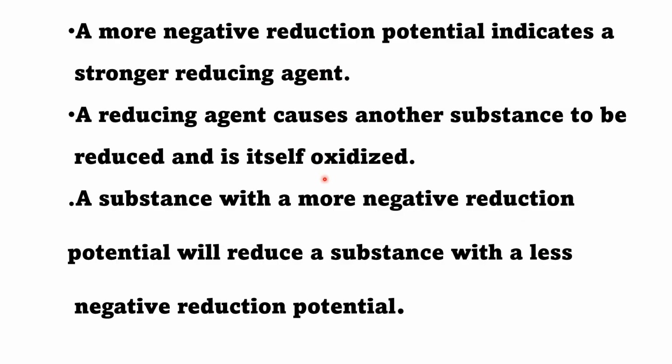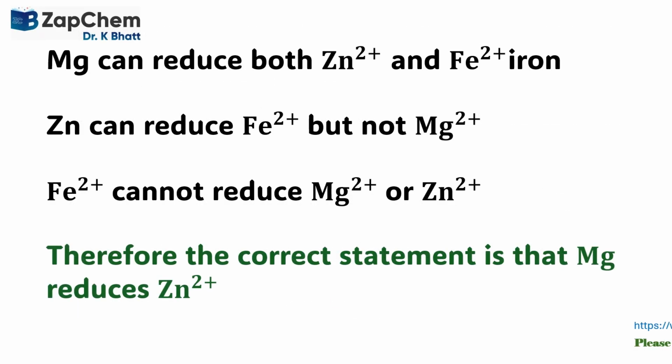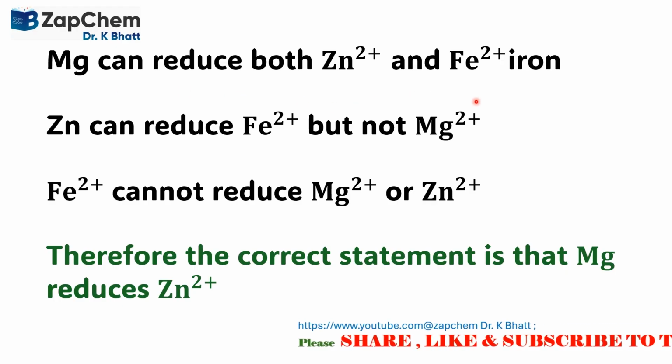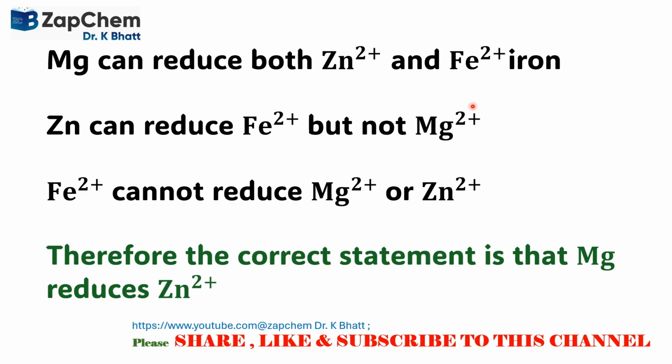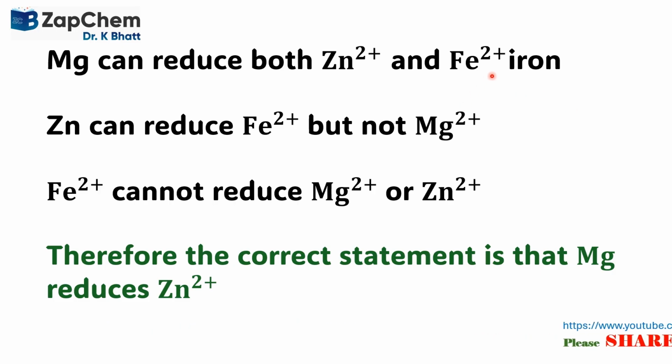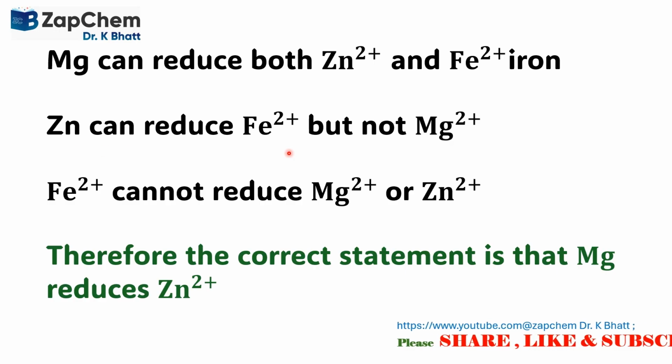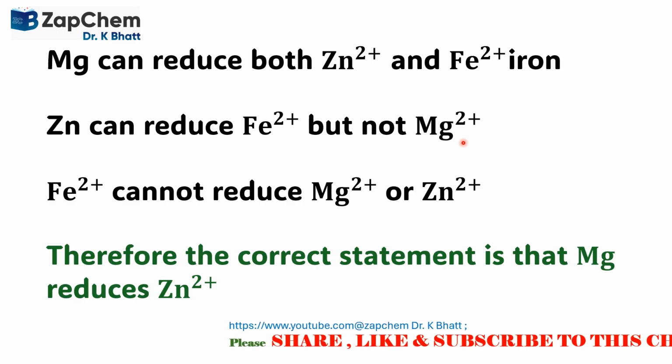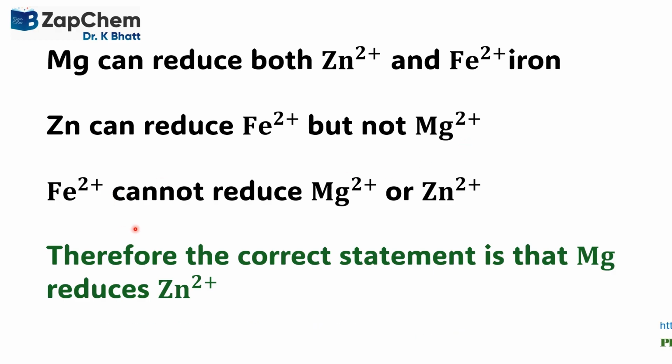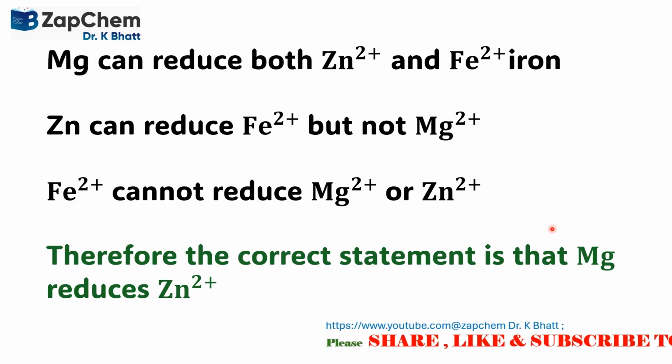So these are some of the points provided to you for your reference. And of course, these are very important aspects to be considered. Now, considering the electrode potentials given here, we can find out that magnesium can reduce both zinc and iron, Zn2 positive and Fe2 positive ions. And zinc can reduce Fe2 positive, but not the Mg2 positive, that is the magnesium ion. Ferrous iron cannot reduce Mg2 plus ion because it is least electronegative.